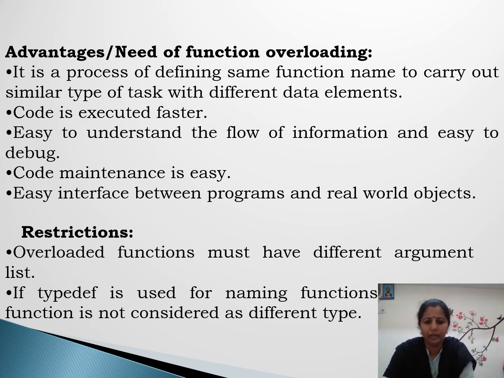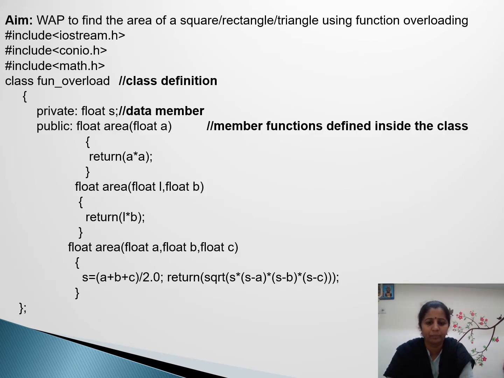Then, overloaded functions must have different arguments; two different functions should not have the same function header. That is the main restriction. Another one is that typedef used for naming is not considered a different data type. These are the advantages and restrictions of function overloading.